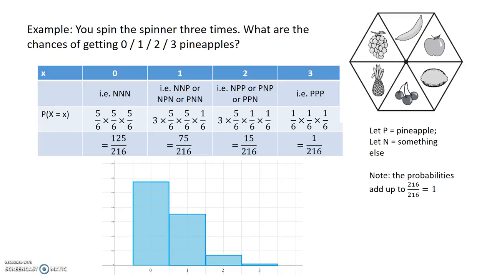You can also take that and draw it as a graph, which shows you that very small chance of getting 3 pineapples in a row, big chance of getting no pineapples at all.